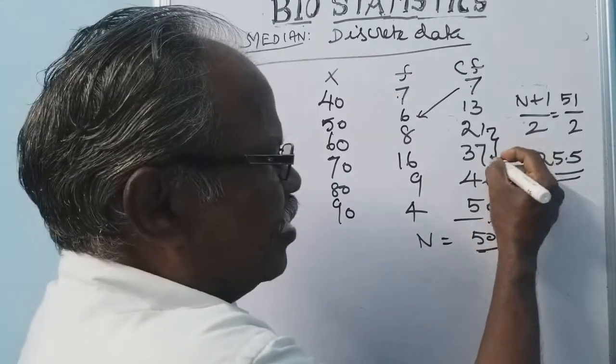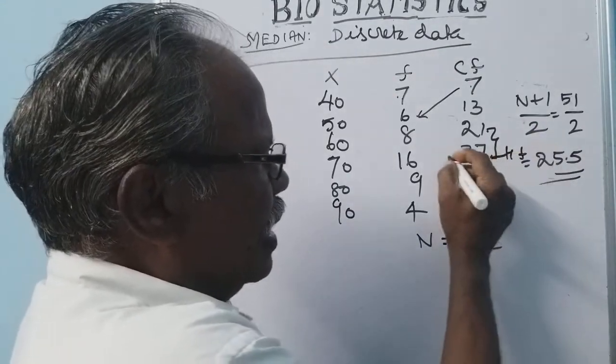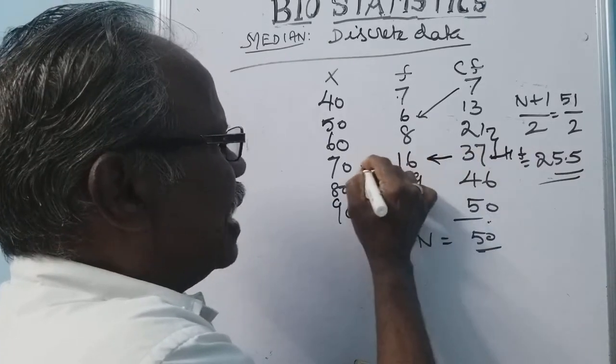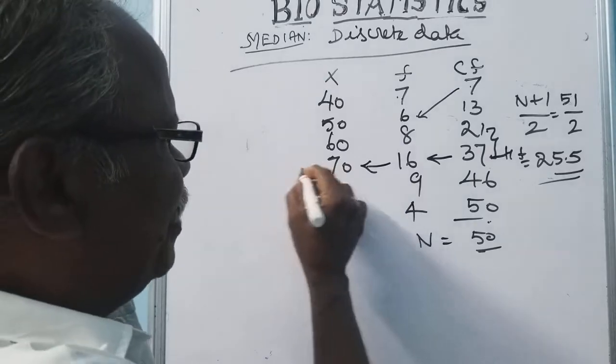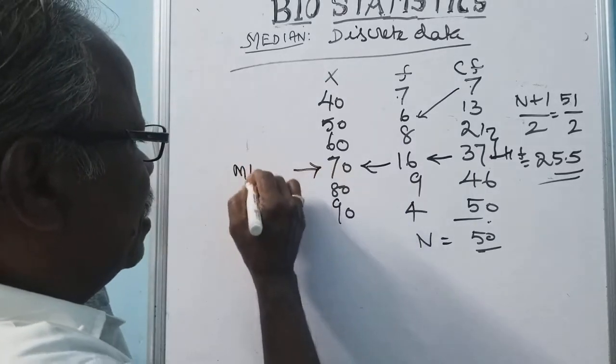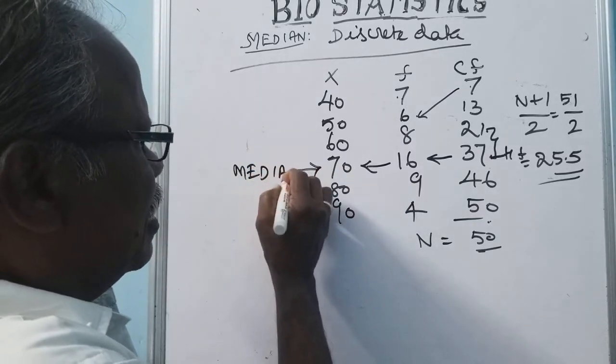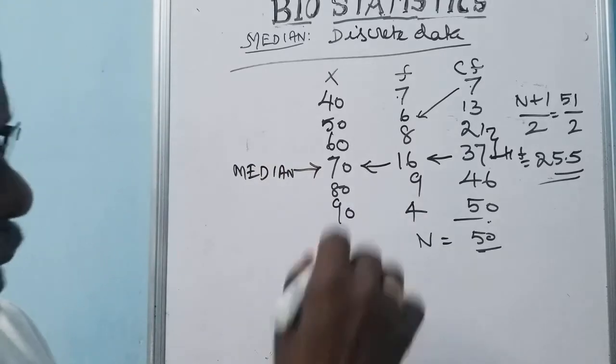Usually the higher cumulative frequency we have to take, and then see which class it represents. That is the median. So 70 is the median. So like that we have to see.